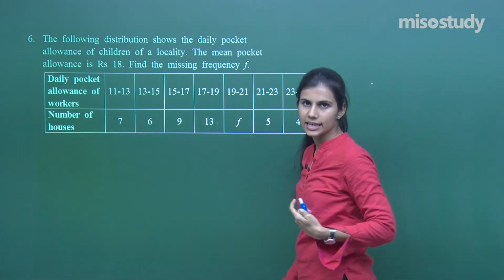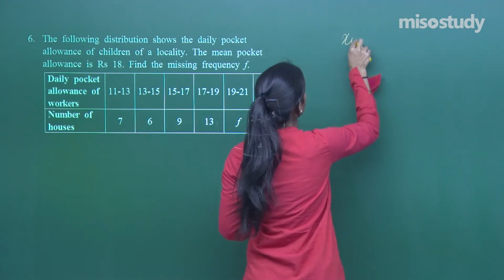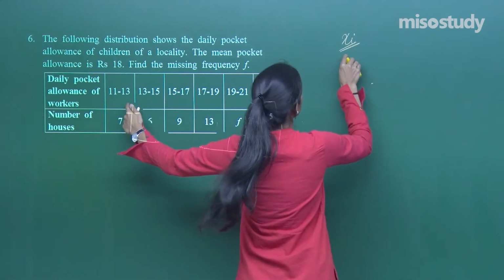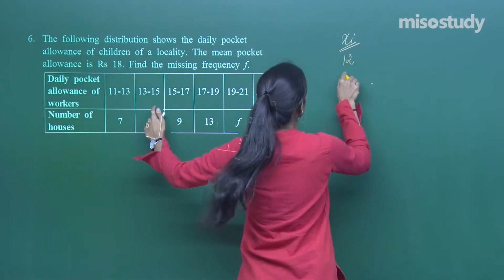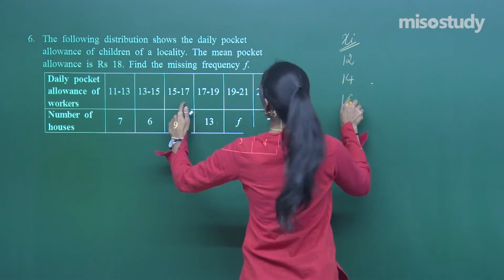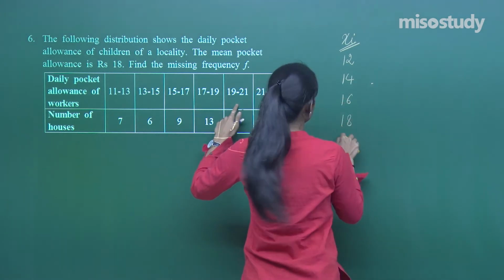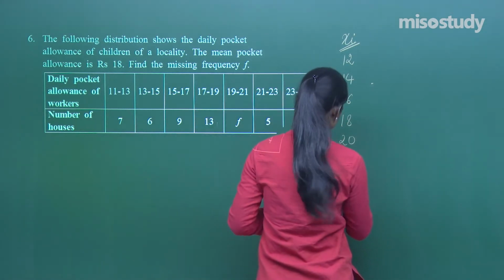So I will want xi's now. So xi's are going to be what? Here xi will be 12. The mid value, here it will be 14, then 16, then 18. Then 20, 22 and 24.